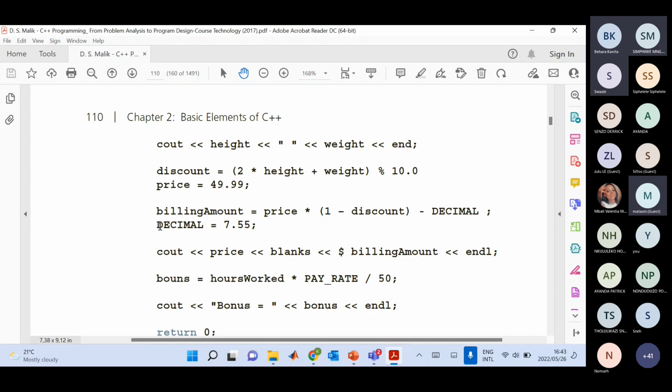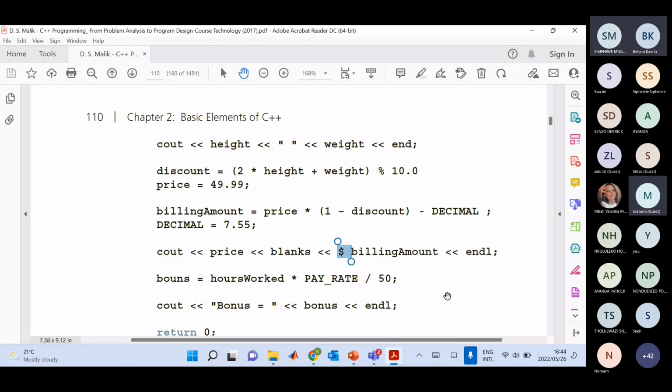You should not have decimal equals 7.55 because when you are declaring a constant, you are not allowed to change the value and it is not going to change when it is executing. So you need to remove that decimal. Right? Then next line, dollar is a mistake. Guys, are you with me? Yes, ma'am. Okay.